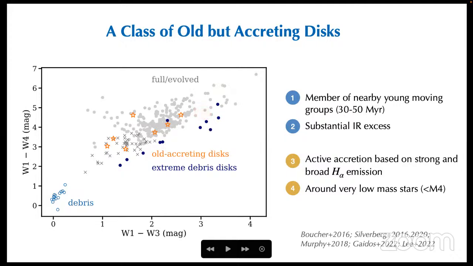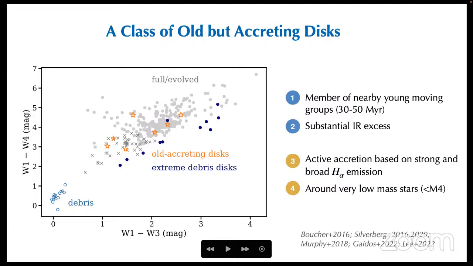But at the same time, such a high level of infrared excess is also comparable to a special type of debris disks, the so-called extreme debris disks, which have experienced some very recent giant collision similar to the events that made our moon. Given their comparable ages, it's likely that those old accreting systems are just analogs to those extreme debris disks, and the accreting gas may come in from collision events of some volatile-rich bodies. That's one possibility. And then we notice that those old accreting systems are all around late-type stars.